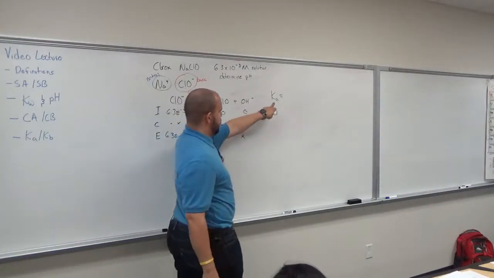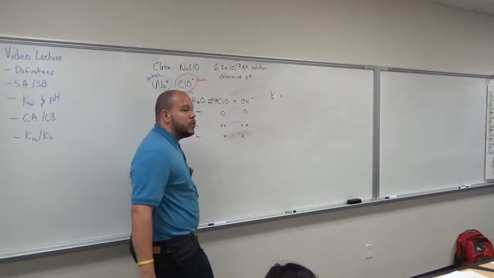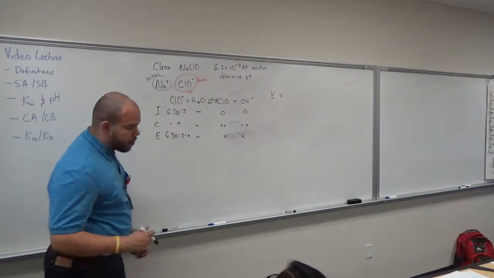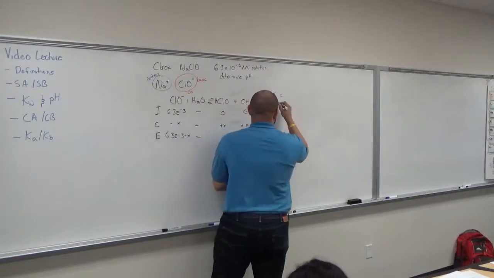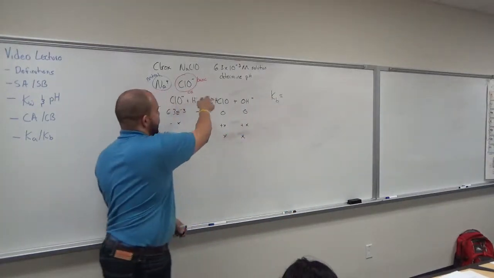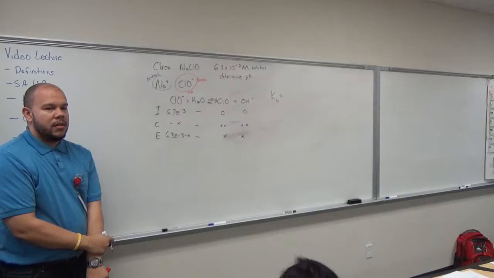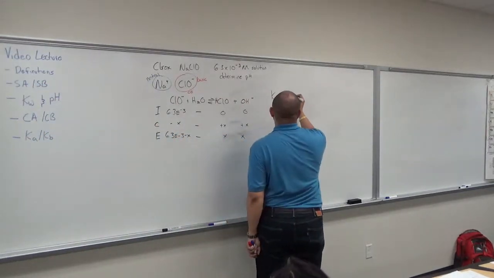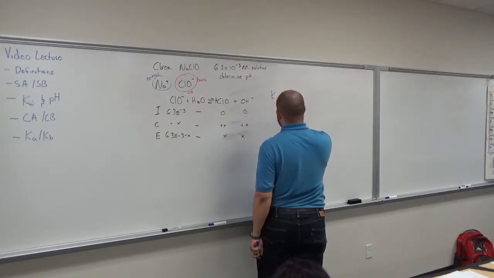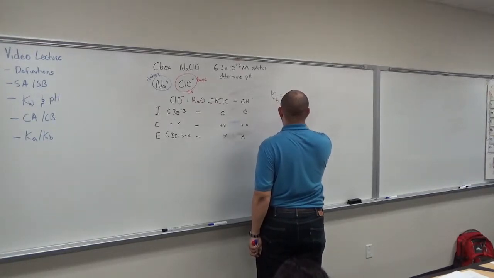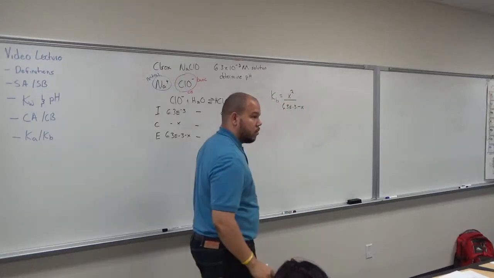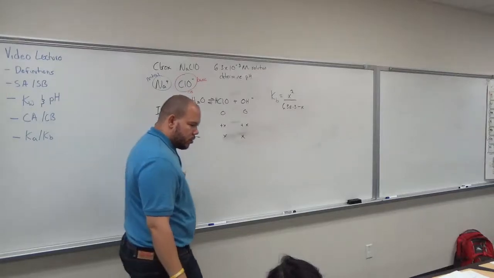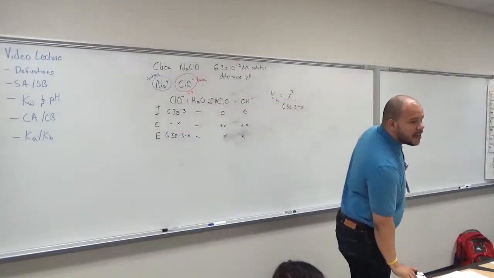Now we also do not have a Ka. This equilibrium expression should be denoted as Kb. Why? Because we got a base. We are creating hydroxide. Once we plug this in, we see that Kb is equal to x squared over 6.3 e to the negative 3 minus x.